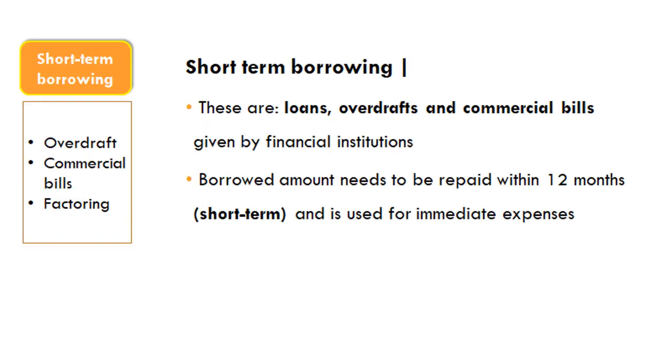So when we look at our first one here, we've got short-term borrowing, and the three things that are under that as per your syllabus are an overdraft, commercial bills, and then factoring. These are given by financial institutions. So here we've got obviously our banks. Borrowed amount needs to be repaid within 12 months. So because it's short term, you have to remember that it's to be repaid within 12 months and is used for immediate expenses. So this is your everyday, day-to-day spending within the business.